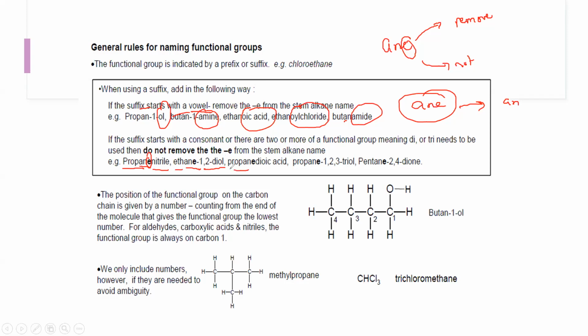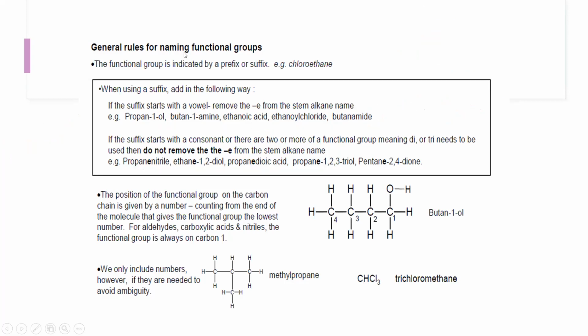Same thing, propane: we write this E because it is dioic acid, not oic acid. For oic acid, we'd write prop and oic acid. But because it is dioic acid, the suffix starts with D, not with O. That's why in that case we do not remove the E from alkane. Similarly with triol, it starts with T, so we did not remove the E. Dione starts with D, so we are not removing the E. So when it is a vowel, you remove the E. If it is not, you don't remove that E.